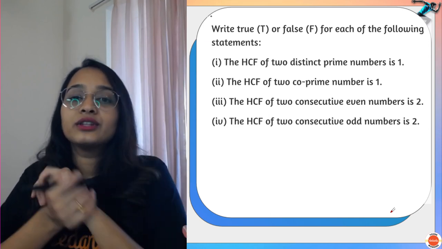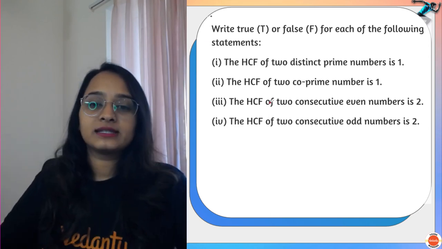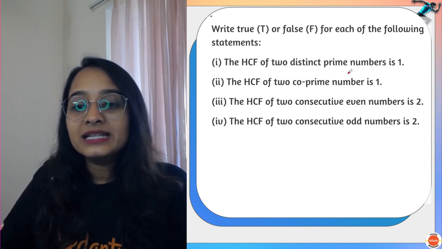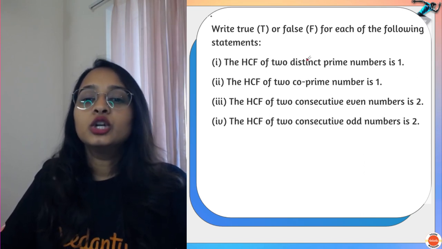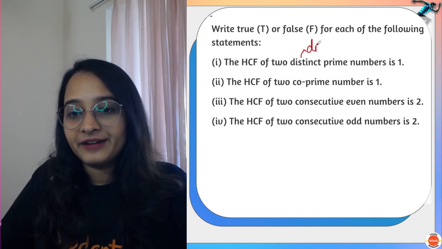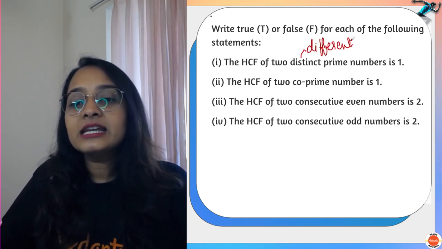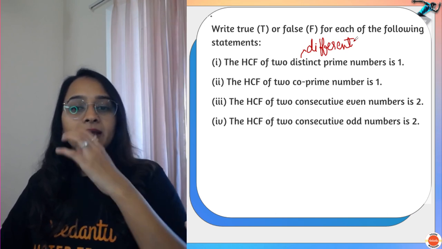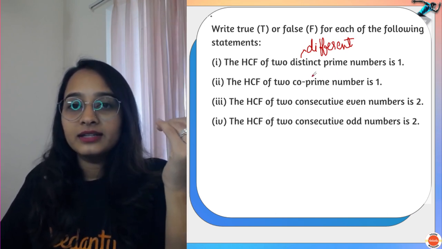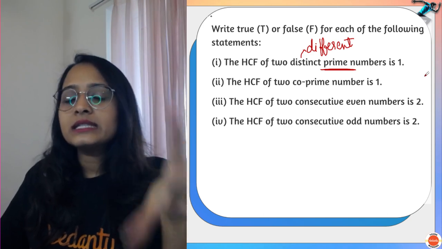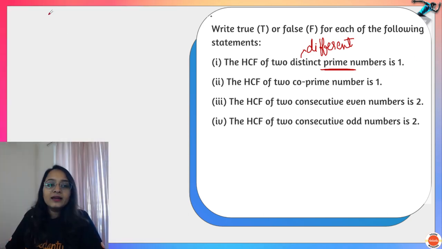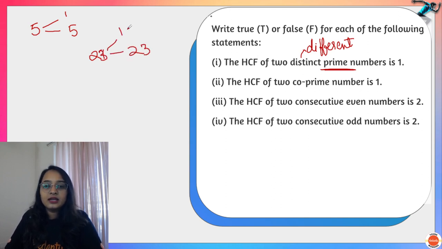Next, state whether the statements here are true or false. The HCF of two distinct prime numbers is 1. What does two distinct mean? Different. Now, if I take two different numbers, the two distinct prime numbers, then the highest common factor is 1. Of course. Why? Because take any prime number, okay, let's take 23. So, 1 and 23. So, the highest common factor will always be 1.